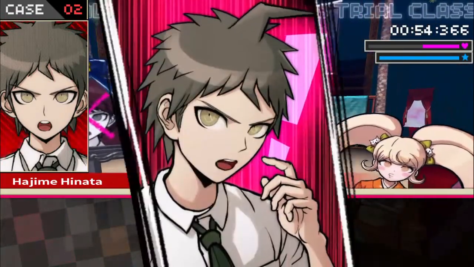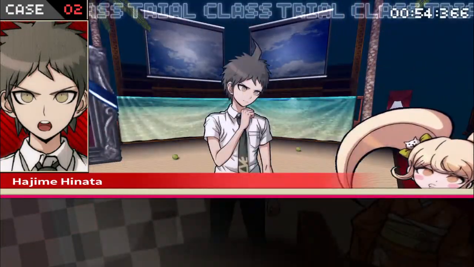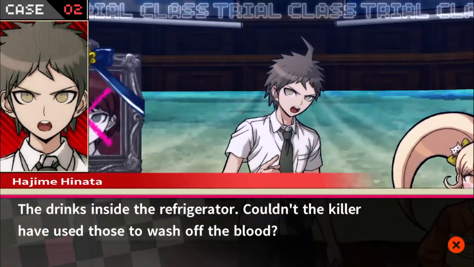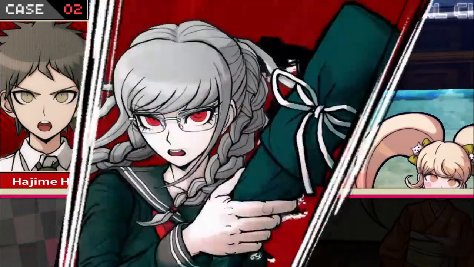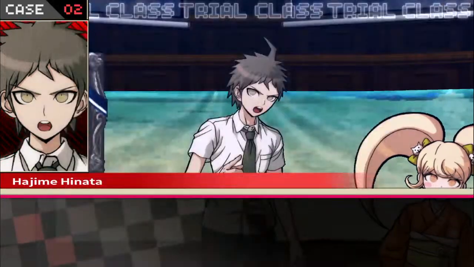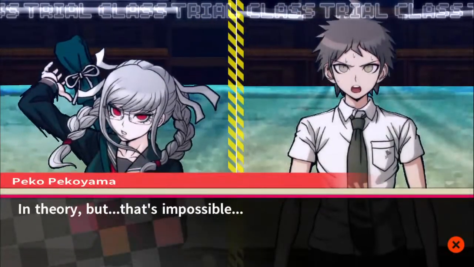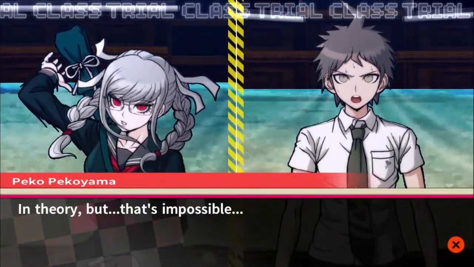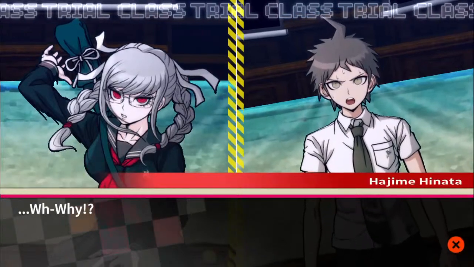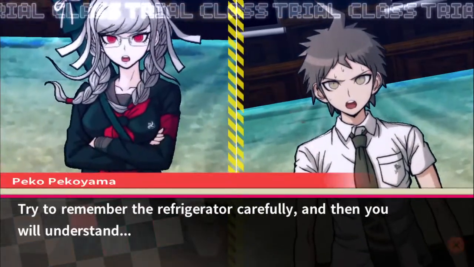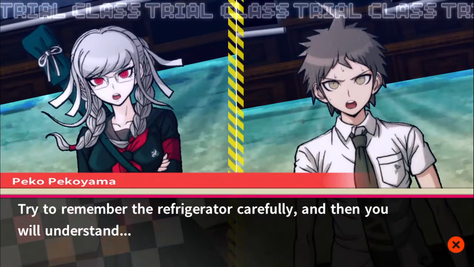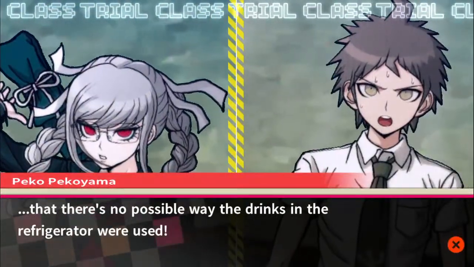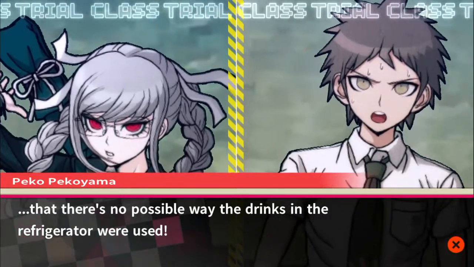I see! Drinks inside the refrigerator. Couldn't the killer have used those to wash off the blood? I've seen through it. In theory, that's impossible. Why? Try to remember the refrigerator carefully, and then you will understand that there's no possible way the drinks in the refrigerator were used.